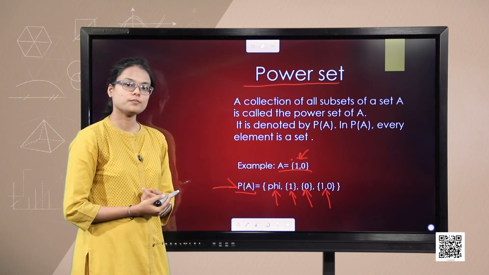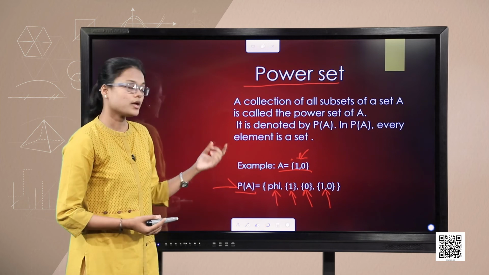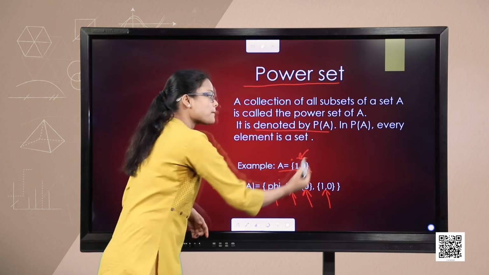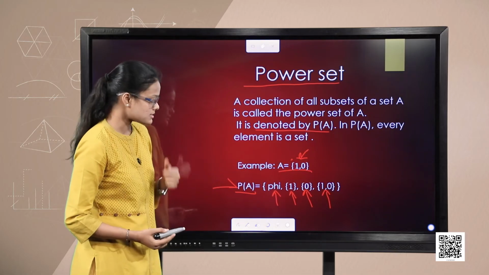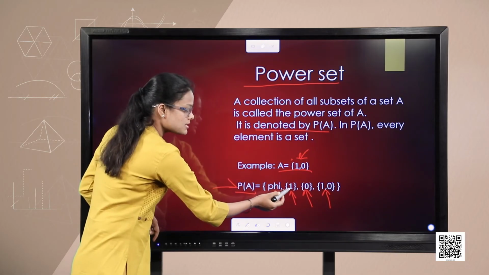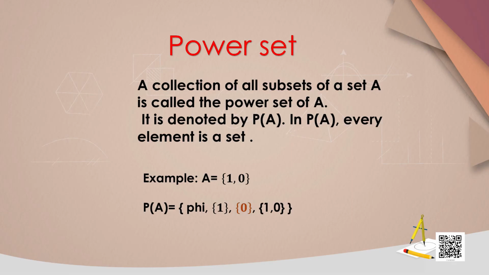What is the definition? Let us see what it states. It states that a collection of all subsets of a set A is called the power set of A. You may denote a power set by P(A). You also observe that in P(A), every element is a set. Yes, why? You may see that this element is also in the form of a set. This element, which is a singleton set, is also in the form of a set.